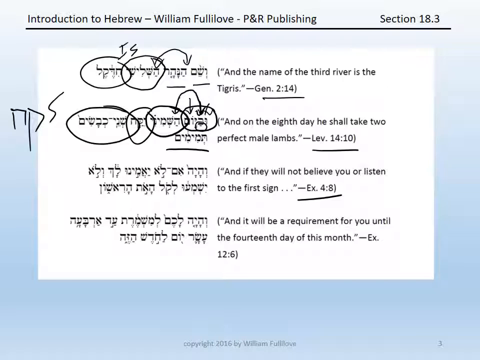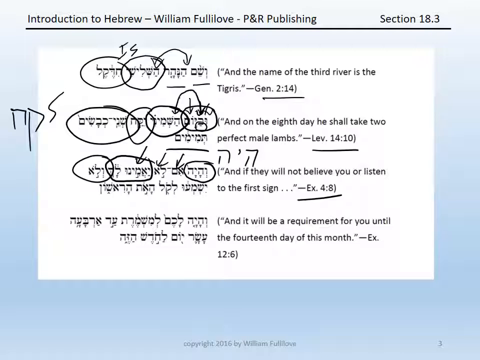Third example, Exodus 4:8. V'haya im lo ya'aminu lak, v'lo yishma'u l'kol ha'ot harishon. So, and it will be, a converted perfect from the verb haya, which is a verb we will handle later in the grammar. Im, if not, and then this is a hiphil of a weak root. We will handle it again later in the grammar. And if they will not listen to you, or you might say believe you.